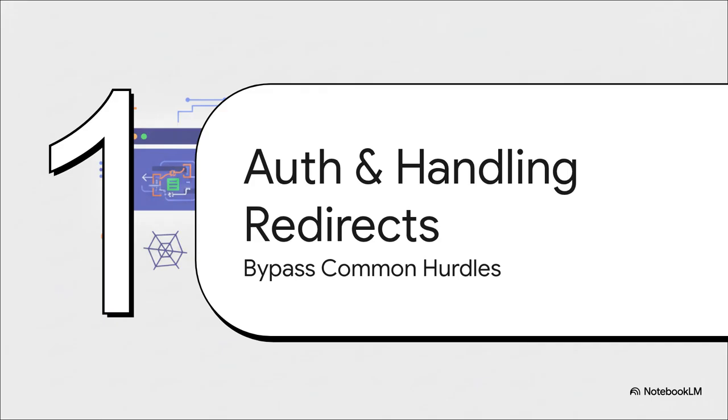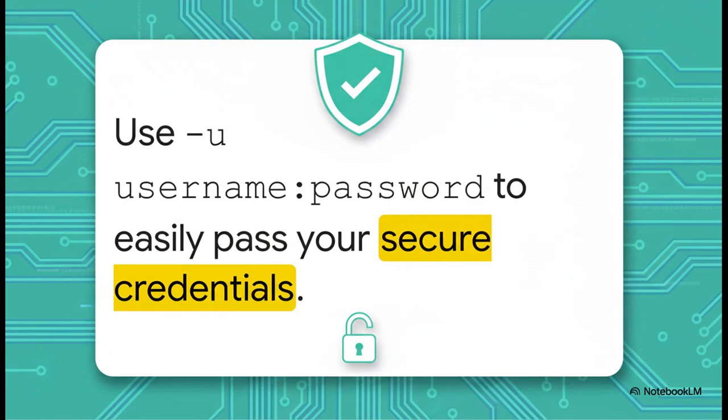All right, Section 3, auth and handling redirects. Moving up to the next level, we have to navigate common hurdles like gated endpoints and tricky website architectures. Very often, the data you're after is locked securely behind a login. But if you hit an endpoint that requires basic authentication, you don't need to write some complex script to get through it. You just utilize the -u flag, which stands for user, followed by your username, a colon, and your password. It's a remarkably straightforward way to pass your credentials right there in a single line of text.